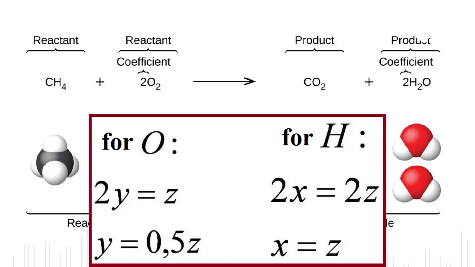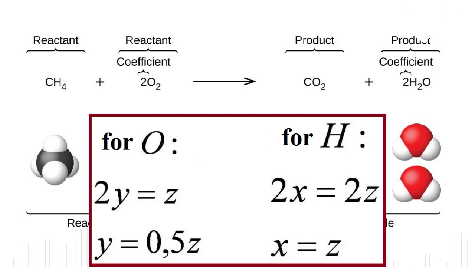In the above example, for hydrogen on the left, take 2x, since it has an index 2, on the right 2z, because it also has an index 2. It turns out 2x equals 2z, hence, x equals z.